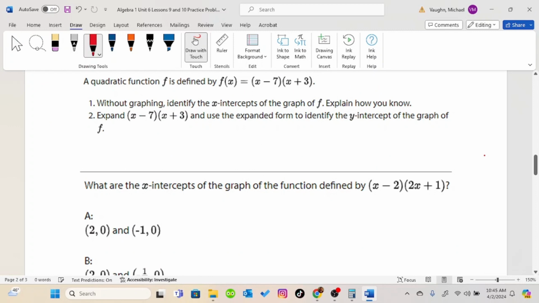A quadratic function f is defined by f of x equals x minus 7 times x plus 3. Number 1. Without graphing, identify the x-intercepts of the graph of f. Explain how you know.